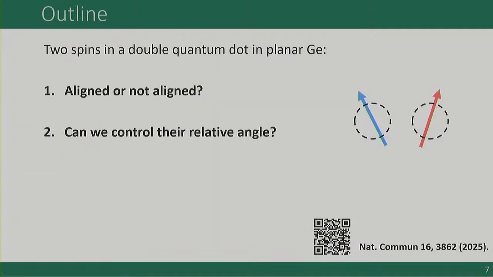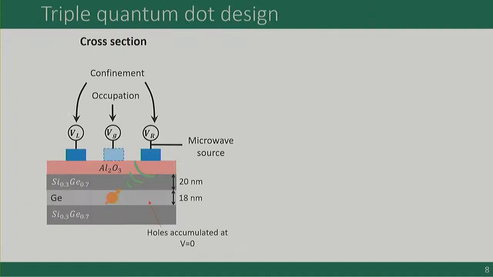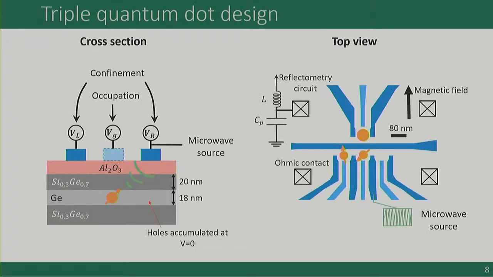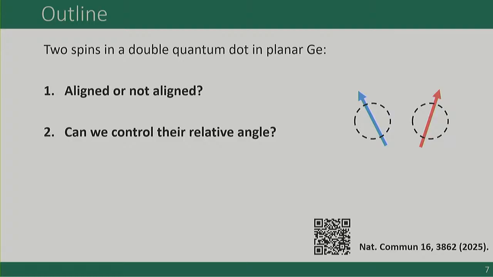So the outline for the talk, the two questions that I want to address today, is having two spins in a double quantum dot in planar germanium. First, if we have a magnetic field, will our two spins be aligned or not? Then the second question is, can we control the relative tilt in case they are tilted? So, are they tilted or are they parallel?